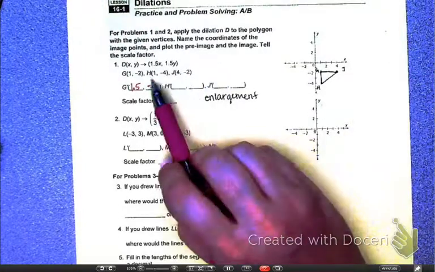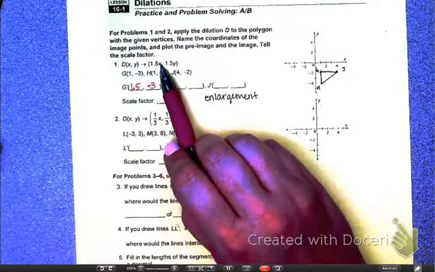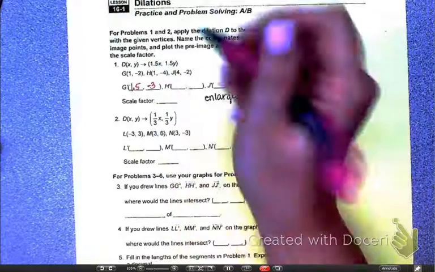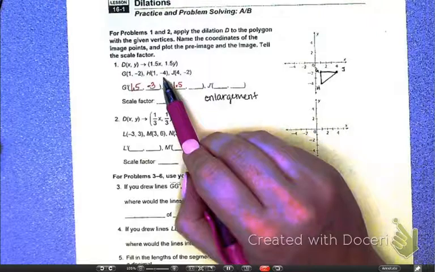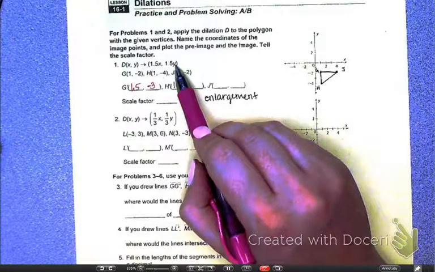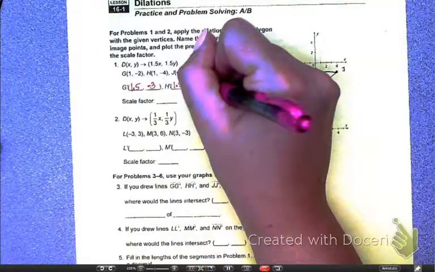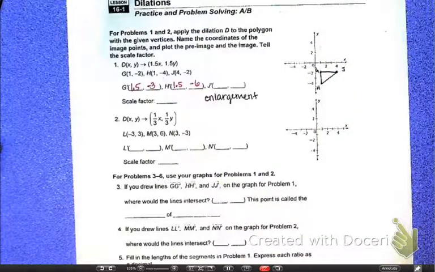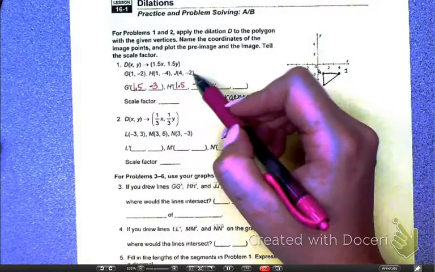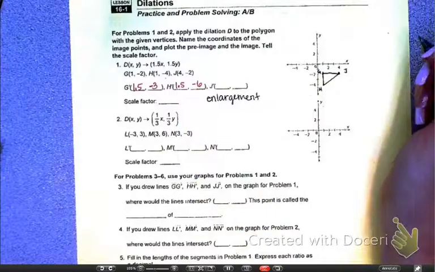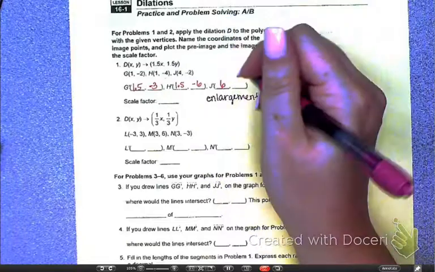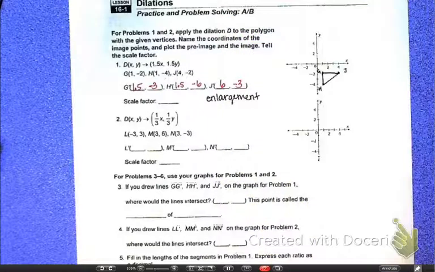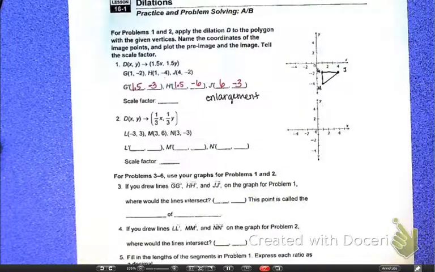I'm going to do the same thing for H. 1 times 1.5 is 1.5. Negative 4 times 1.5, negative 6. Okay, last thing for J. 1.5 times 4 is 6. 1.5 times negative 2 is a negative 3. So here are your new coordinates for your image, your G prime, H prime, and J prime.